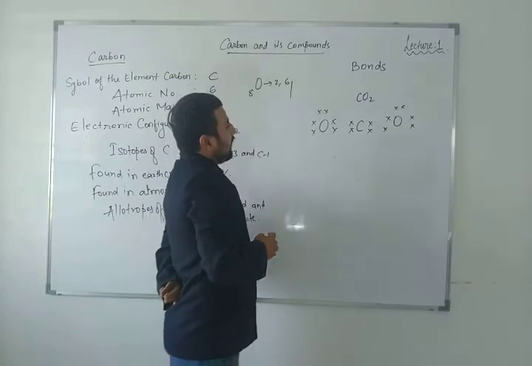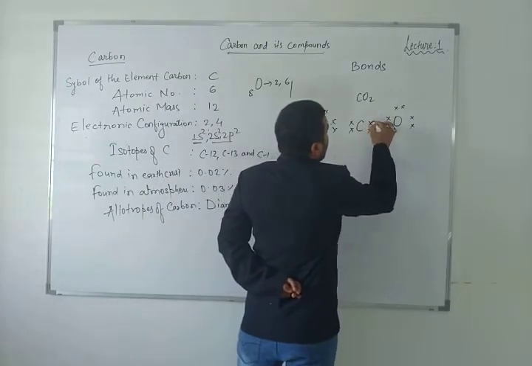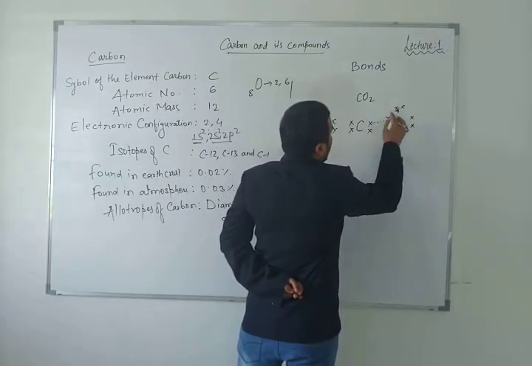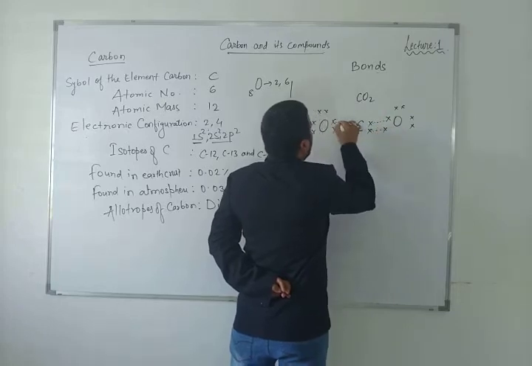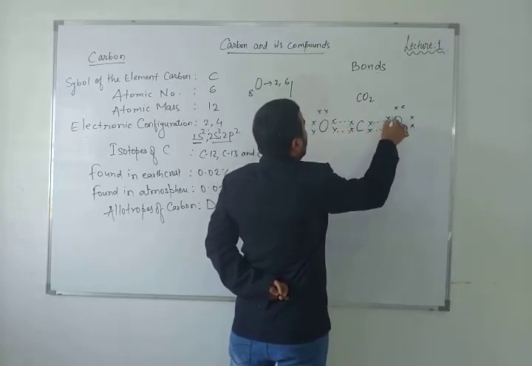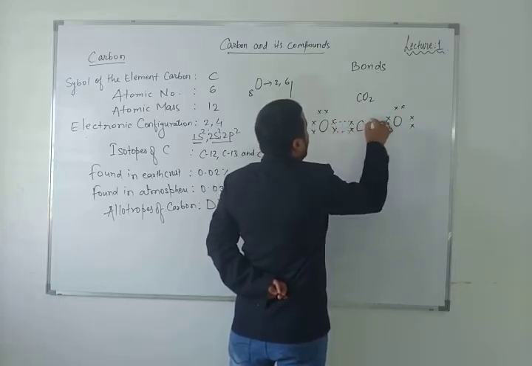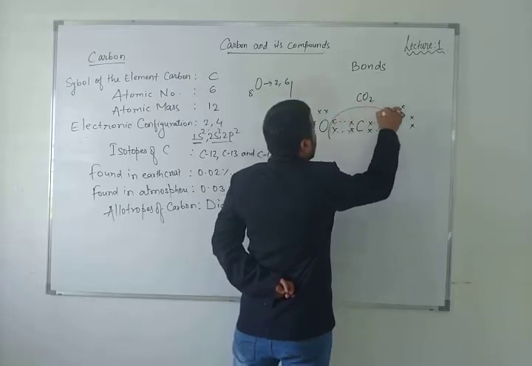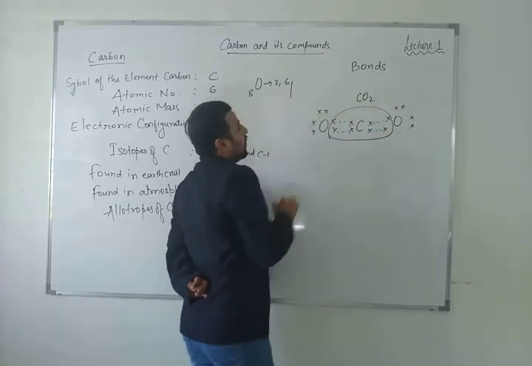You will see that carbon will share its electrons with both the oxygen atoms, and carbon will get its octet: 1, 2, 3, 4, 5, 6, 7, 8. You can see carbon has got its octet.